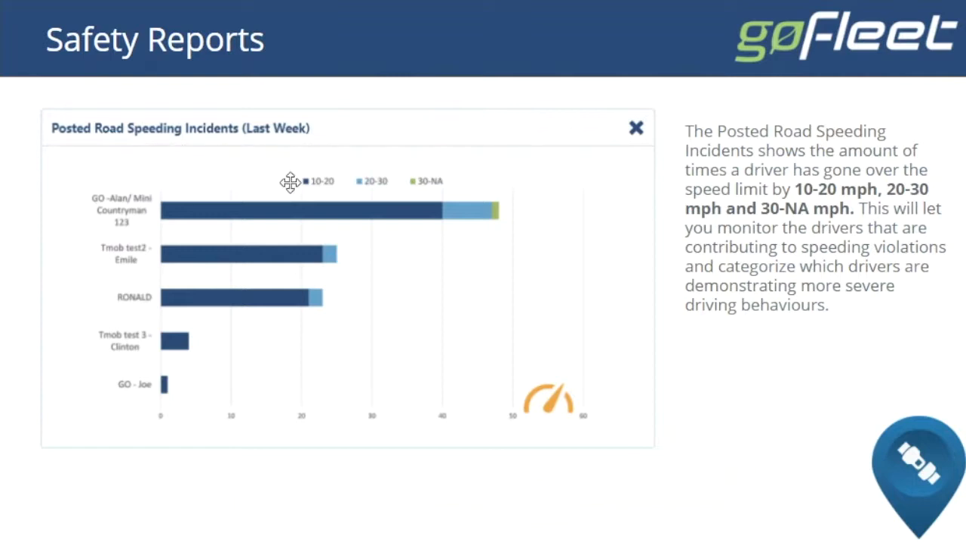The posted road speeding incidents report here shows you how much over the speed limit your drivers are going. So each data point is the speeding incident that occurred. Now you can monitor the drivers that are contributing to speeding violations and categorize which drivers are demonstrating more severe driving behaviors.